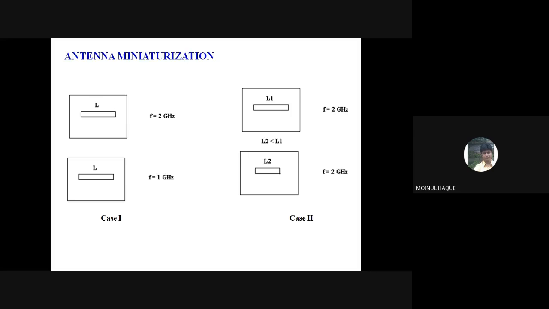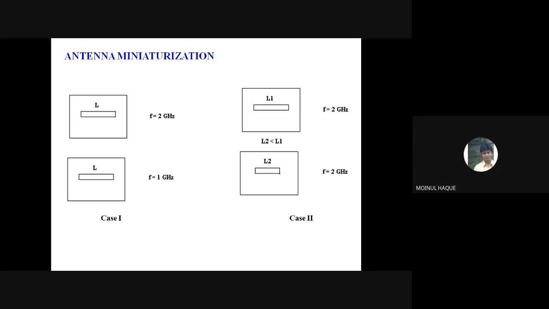Still, it resonates at 2 gigahertz. Then it will be said that our antenna is miniaturized. Why? Because even though our length is decreasing, f should increase. But instead of increasing, f remains at 2 gigahertz, because f and L are inversely proportional. So this is the basic concept, nothing else. Whatever antenna miniaturization we have achieved, we have just applied these two formulations.